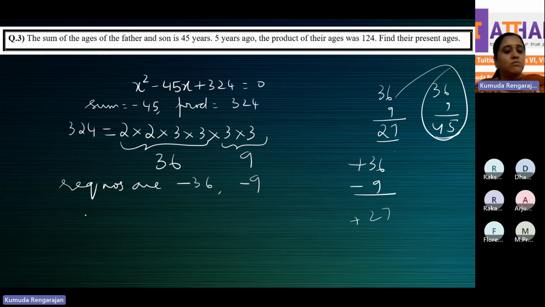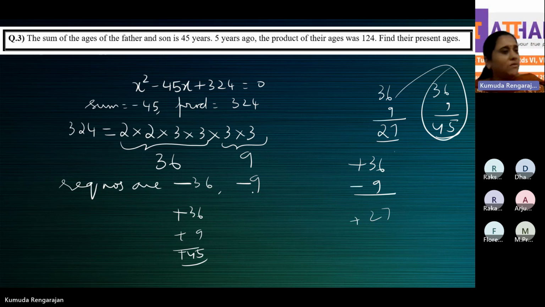So fix both minus: minus 36, minus 9. When they have the same signs, you add and get 45. Both plus will not work because plus 36 and plus 9 give plus 45, but we need minus 45. So fix the signs: it's minus 36 and minus 9.